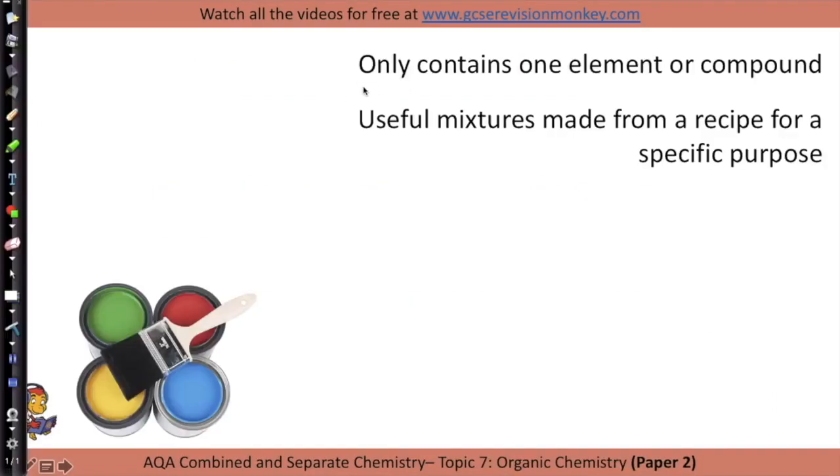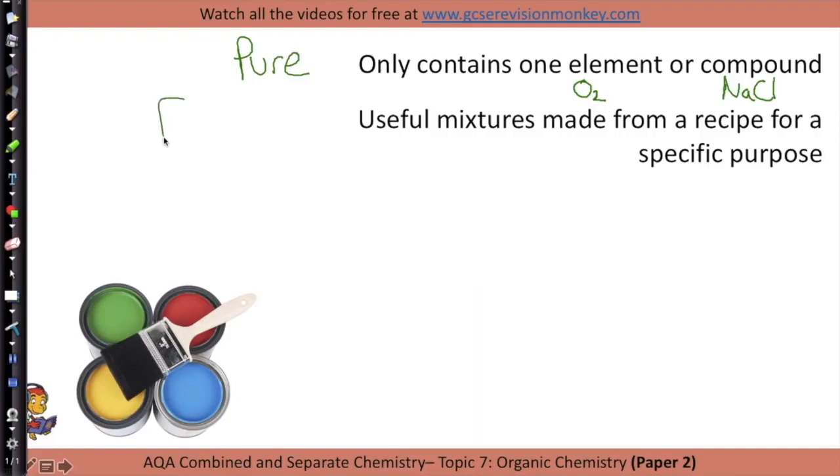First of all, something that only contains one element or compound is called a pure substance. So, for example, you could have a pure substance sample of oxygen, maybe a jar containing only oxygen molecules and nothing else. That would be determined as pure. If you had anything else in there, like any water or any carbon dioxide, you can no longer call that pure. You can have a pure sample of a compound, for example, sodium chloride. As long as that sample only contained sodium chloride, you can call it pure.